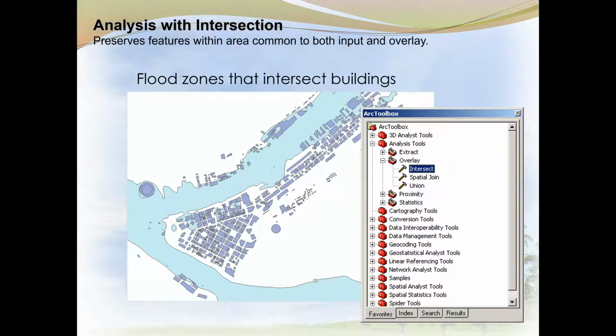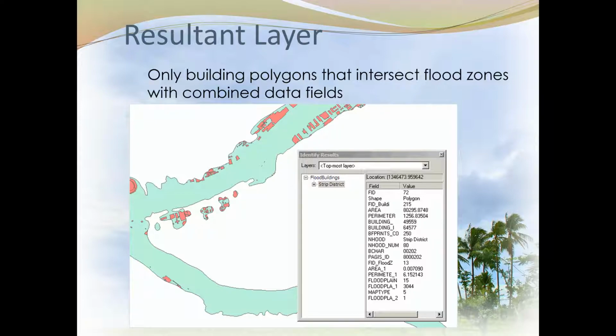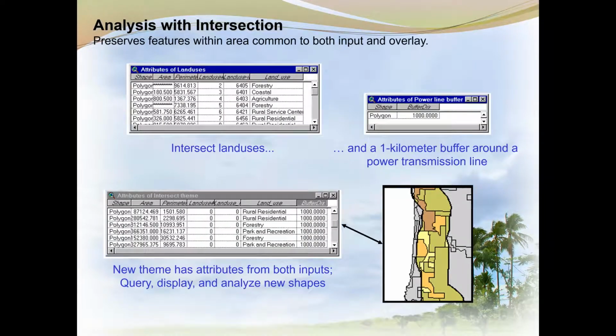We can find this tool in the ArcGIS Toolbox. This is ArcMap. Now, in ArcGIS Pro, the interface is a little different. The resultant layer has only building polygons that intersect flat zones, with combined data fields. So that we can see the analysis with intersection, we combine the attributes and everything together. We intersect land uses in a 1 kilometer buffer around a power transmission line, so the new thing has attributes from both inputs.